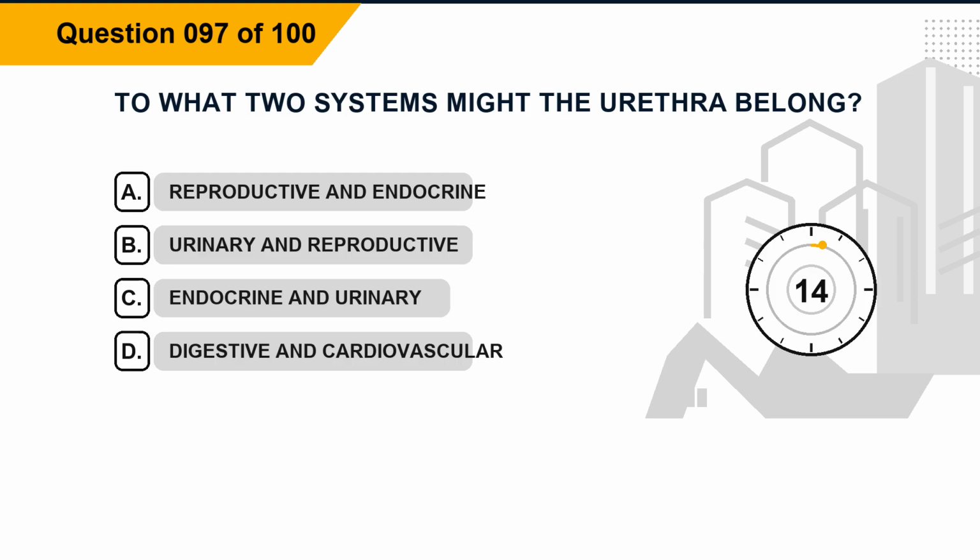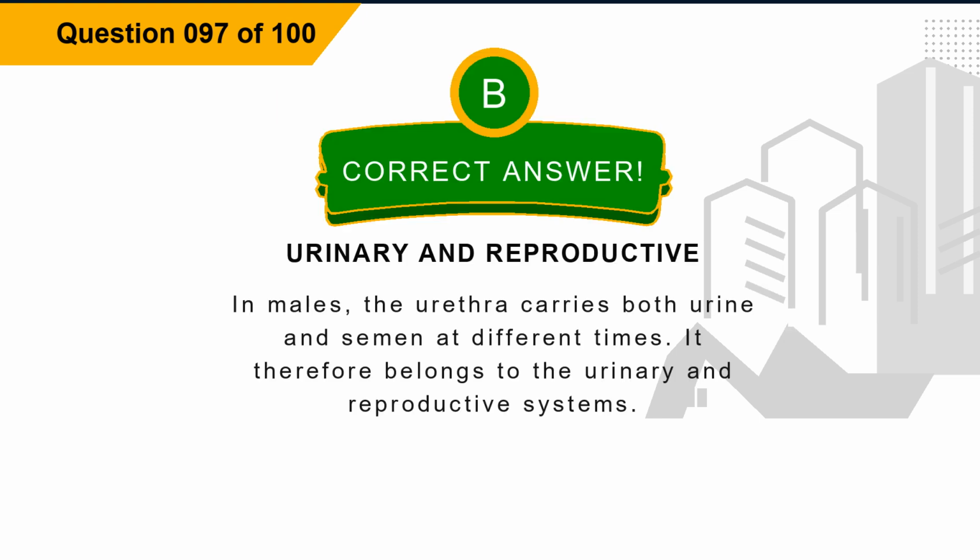Question 97. To what two systems might the urethra belong? Option A. Reproductive and endocrine. Option B. Urinary and reproductive. Option C. Endocrine and urinary. Option D. Digestive and cardiovascular. The correct answer is option B. Urinary and reproductive. Explanation. In males, the urethra carries both urine and semen at different times. It therefore belongs to the urinary and reproductive systems.